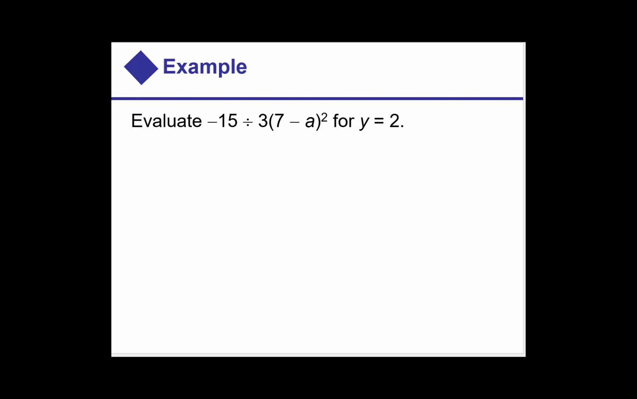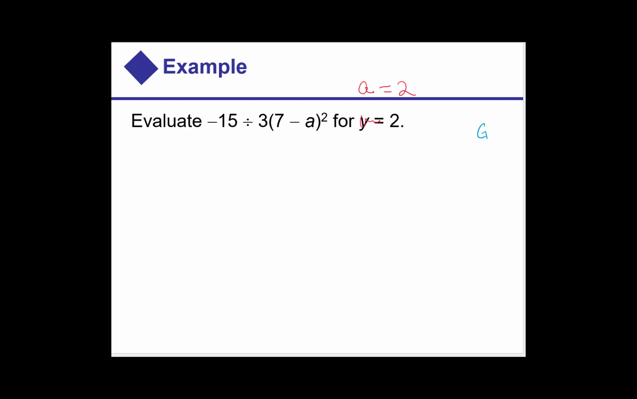Okay, so I'll keep progressively adding in some more and more difficulty here. Now, I'm seeing right off the bat, my bad, I have a typo. So let's fix the typo. It should say A equals 2. So we have negative 15 divided by 3 times the group 7 minus A, and the group is squared. What goes first? Groups go first.